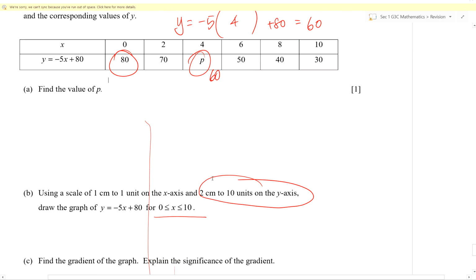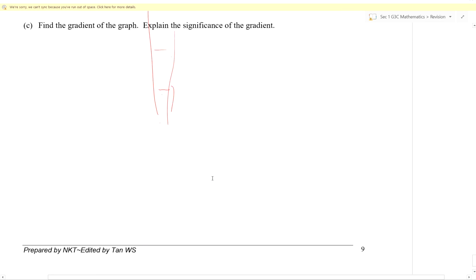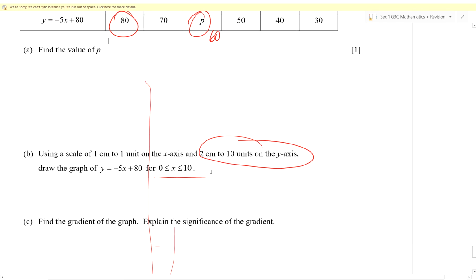Next, find the gradient and explain the significance. There are 2 ways we can do this. One is the easier way, and one is the harder way. Both of which will give us the same answer. Do you know how to calculate the gradient? How many formulas do you know? 2, rise over run. Now, choose 2 points, any point you like.